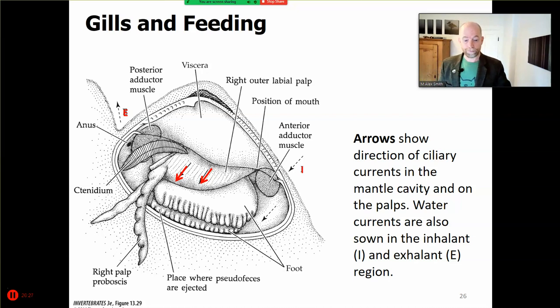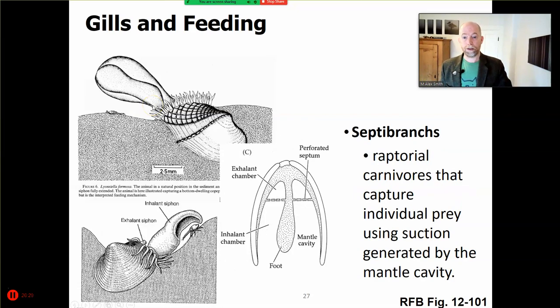from the water. Now septibranchs, with this large hanging foot, and a very reduced gill.